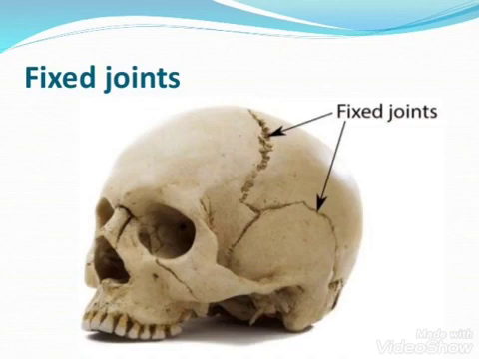Firstly, the fixed joints. These are the joints that do not allow any movement between the bones. For example, the bones of the skull except the lower jaw. They are interlocked with each other and held together by fibrous cartilage, which does not allow any movement. Only the lower jaw is the exception, which moves. While we eat and while we speak, the lower jaw moves. Other than this, in the skull, no bone can move.